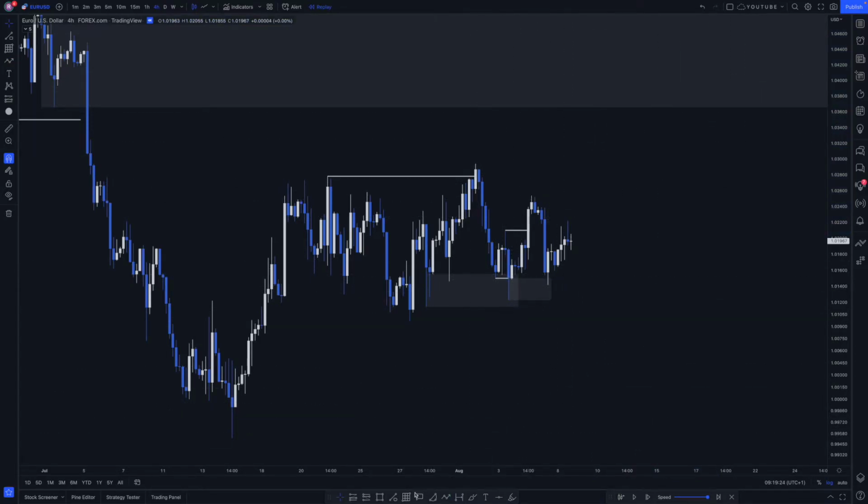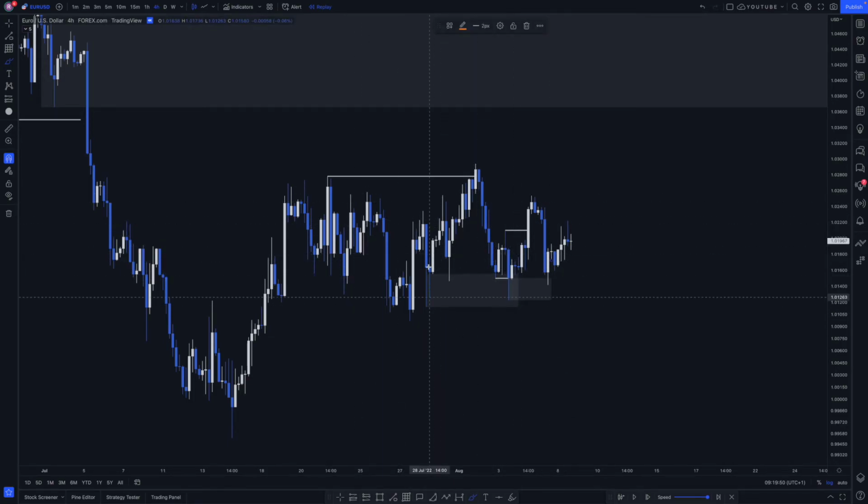And the overall expectation of the 4 hour is for it to continue to the upside and break this structure right here, which is weak because it failed to put in a new low and it failed to break this low specifically right here, which is our swing low on the 4 hour.